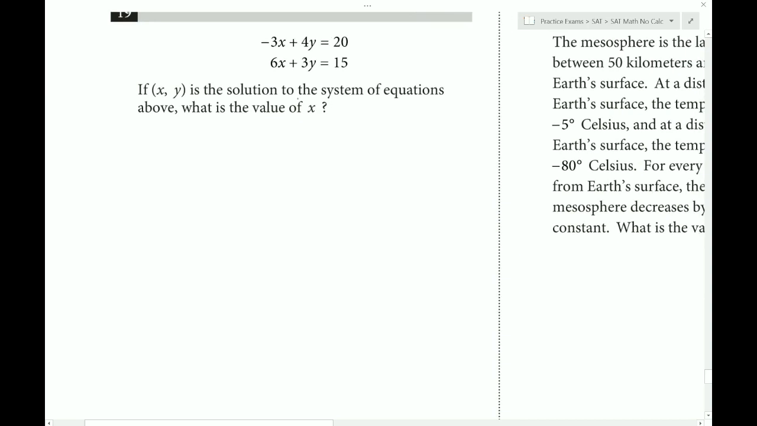If (x, y) is the solution to the system of equations above, what is the value of x? So I would use the elimination method. I'd start by doubling the entire top equation. Minus 6x plus 8y equals 40. And then I combine these via stack and solve. The x's cancel. I get 11y equals 55. Divide by 11 on both sides, and I get y equals 5.